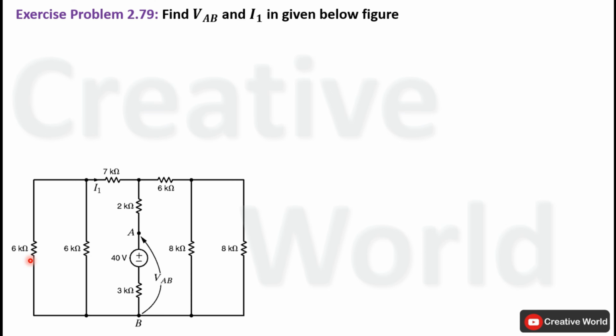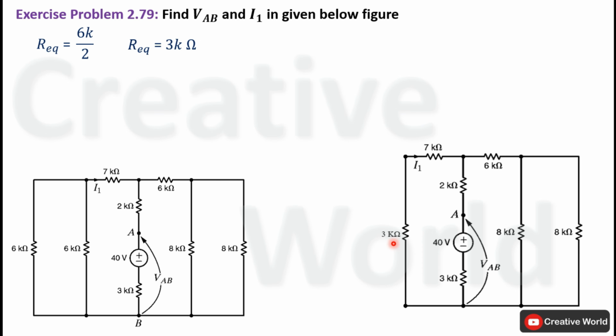These two resistances are connected in parallel and both have the same values. So we can find their equivalent resistance by dividing the resistance of a single resistance by the number of resistances. In this case, the value of a single resistance is 6 kilo ohm and the number of parallel connected resistances is 2. So their equivalent resistance will be 3 kilo ohm. Modify the circuit by replacing these two resistances with a single resistance having the value of 3 kilo ohm.